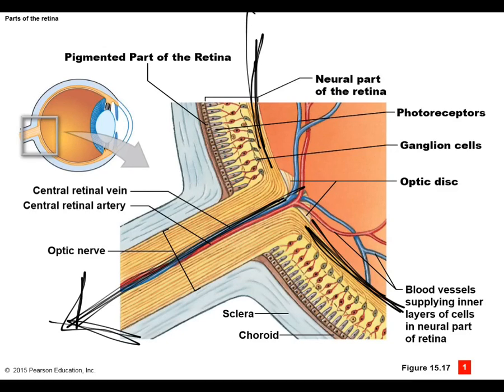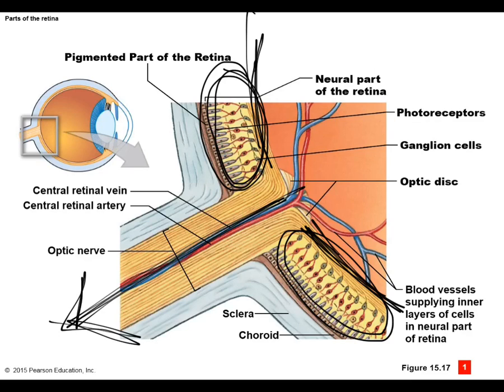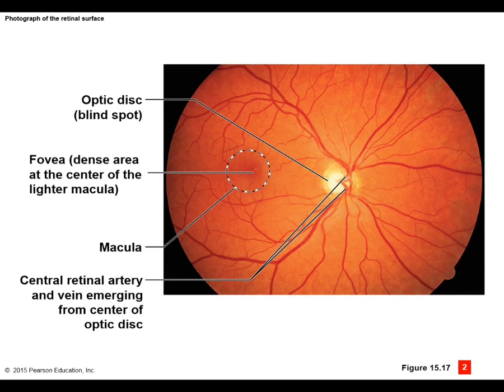Within this layer, right here where I'm circling, those are the photoreceptors. So embedded behind the retina layer are those photoreceptors. And you can see how they're then going to connect and go down the optic nerve. I just want you to appreciate the basic anatomy of the retina.